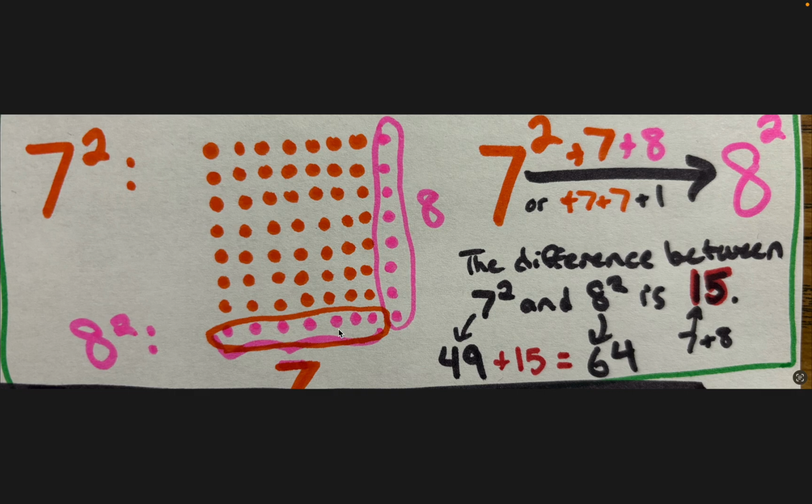And again, notice I'm not thinking of this as 7 and 7 and 1 more. I'm just thinking of it as 7 and 8. So the way you get from 7 squared to 8 squared is you add 7 and 8, which is 15. And indeed, 49 plus 15 more is 64. Isn't that a really neat visual proof to understand what's going on?